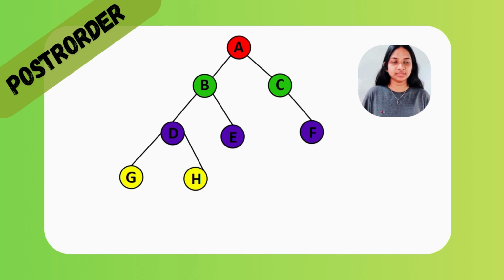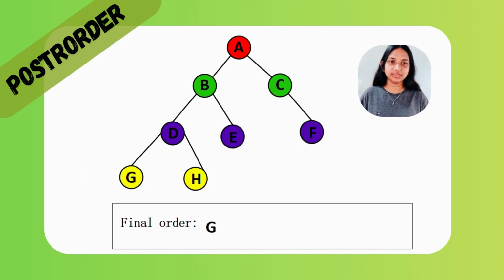Our rule is visit the left side, then the right side, and the root goes at the very end. It's like finishing all your small tasks before finishing the big project. We start at the top at A, but we cannot visit the boss yet. We go down to B, then D, and finally go to G. G has no children, so we visit G first.